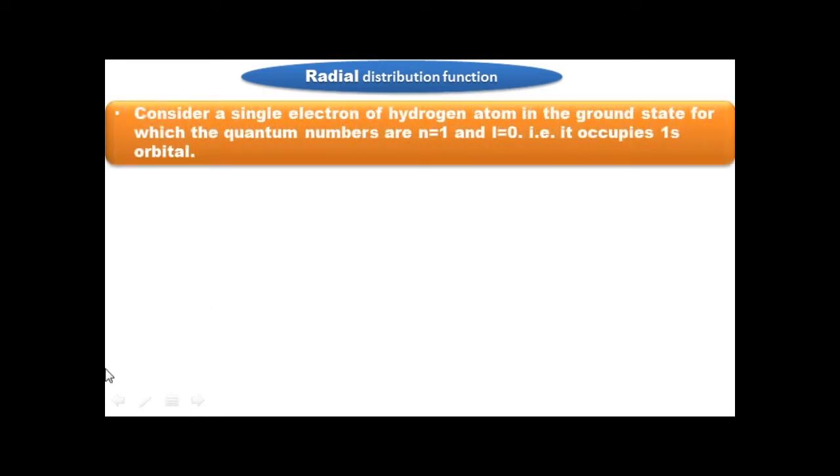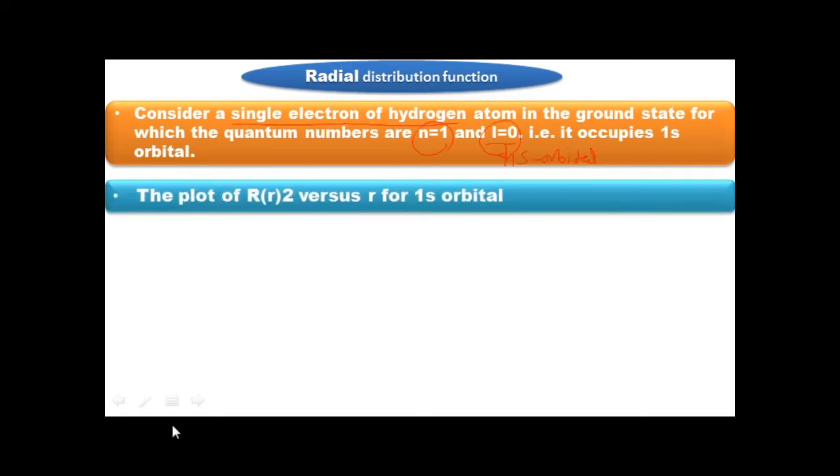So now we consider the single electron of a hydrogen atom. A single electron system is like a hydrogen atom. In the ground state, the quantum numbers are n equal to 1 and l equal to 0. We already know that the azimuthal quantum number l equal to 0 means an s orbital, so n equal to 1 means the 1s orbital. It occupies the 1s orbital.